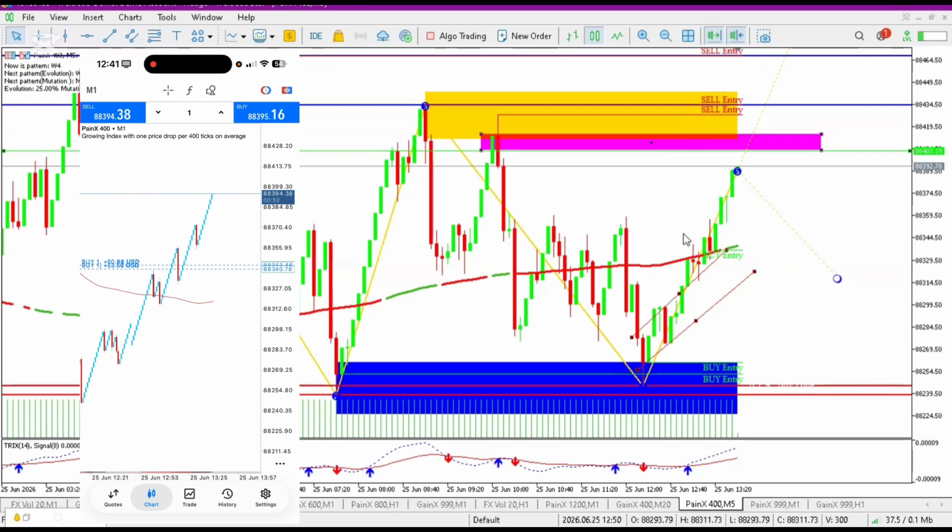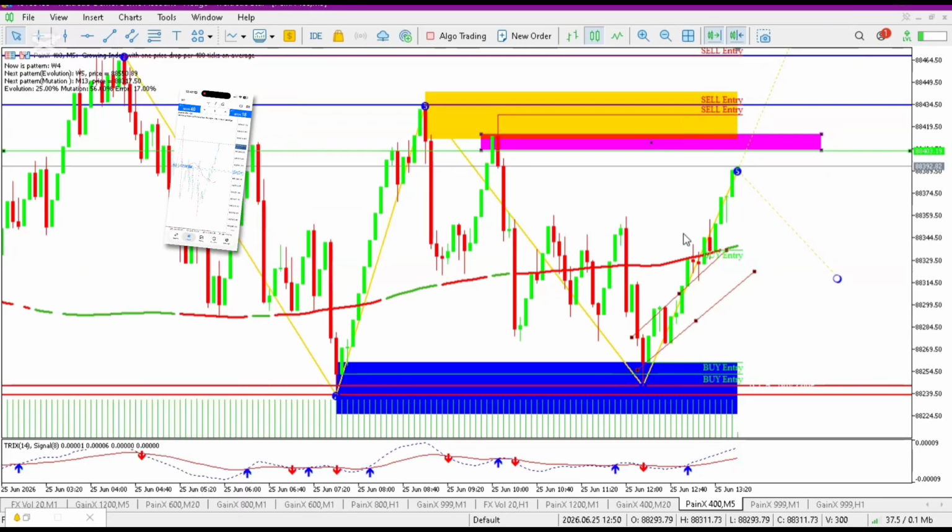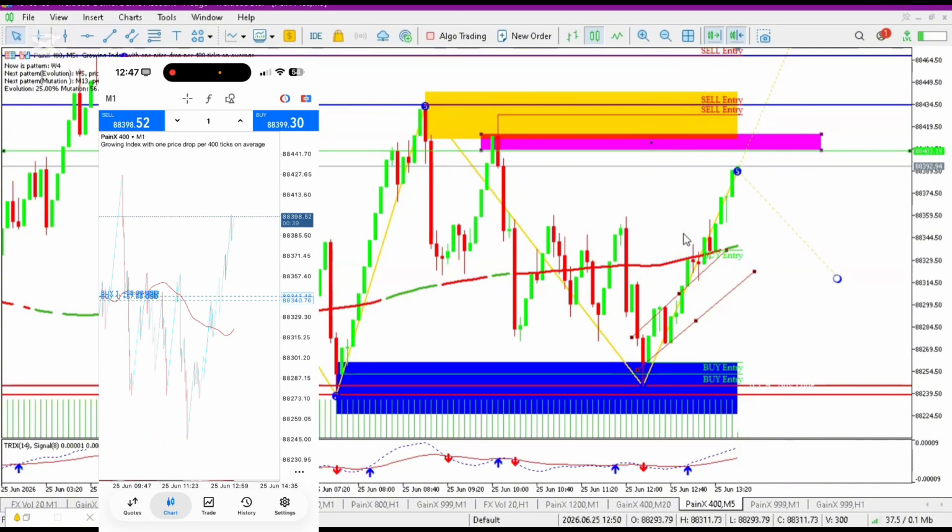So basically, this is how you are supposed to trade. You should trade according to the confirmation you get on the hourly time frame and the M5. You can also use M1, but I prefer M5. M5 is better than M1 because M1 has got a lot of bias.